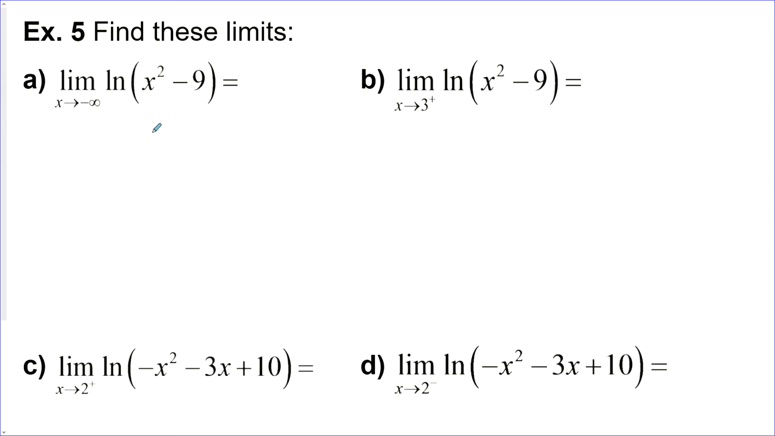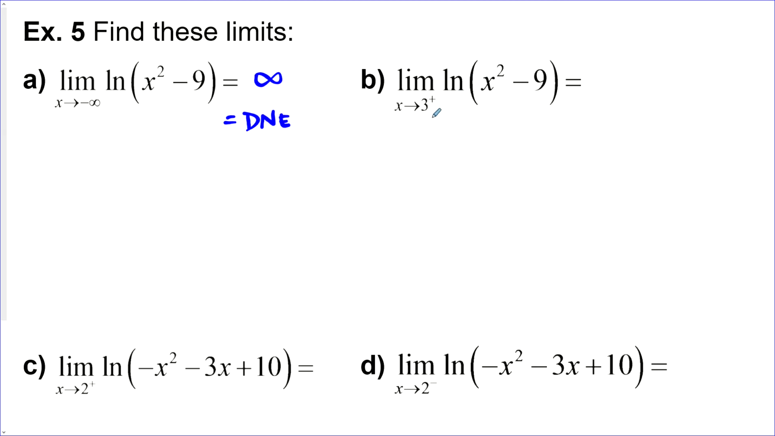Let's find the limits of these logarithms. So the limit as x approaches negative infinity of the natural log of x squared minus 9. First, let's just think about where this quadratic is going as x approaches negative infinity. It's got a positive leading coefficient, so it opens up. So as it goes off to negative infinity, this quadratic goes to positive infinity. Now, if this goes to positive infinity, then what's the natural log of positive infinity? That would be infinite itself, and therefore we can conclude that the limit does not exist.